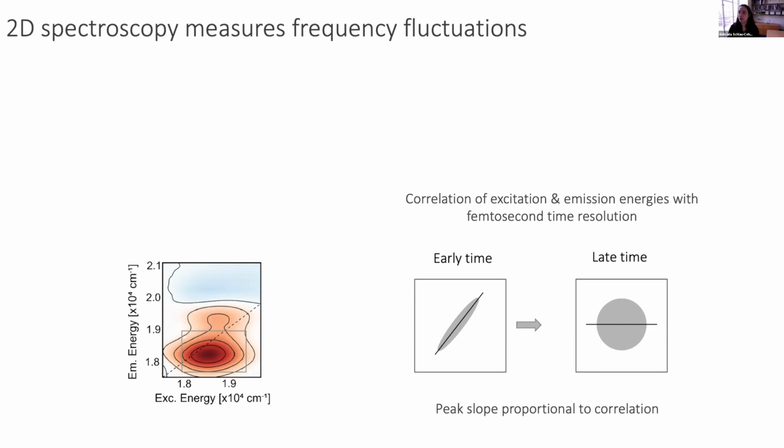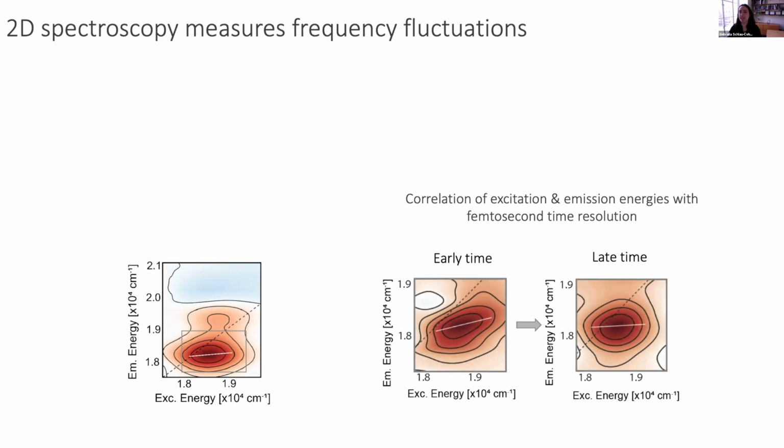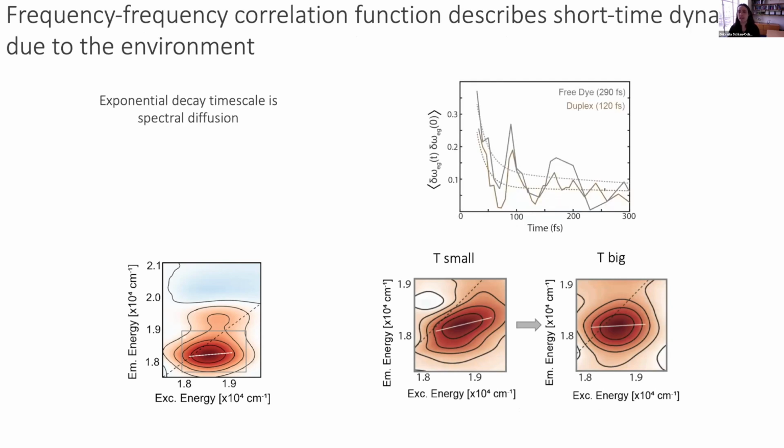And so that slope is proportional to the correlation between excitation and emission energy. And here are representative time points that show that evolution. And so this is an experimental measure of the frequency-frequency correlation function. So that data is shown in this plot here for a monomeric dye on a DNA duplex, and then for a free dye in solution.